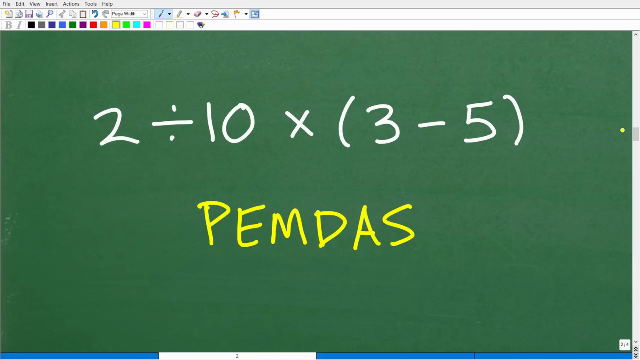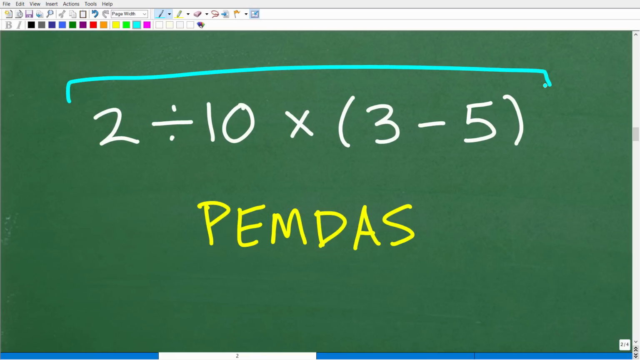Okay, another kind of fancy mathematical term. This is a bunch of numbers and they're trying to express something. Matter of fact, they're specifically trying to express one number. So this is a numeric expression.